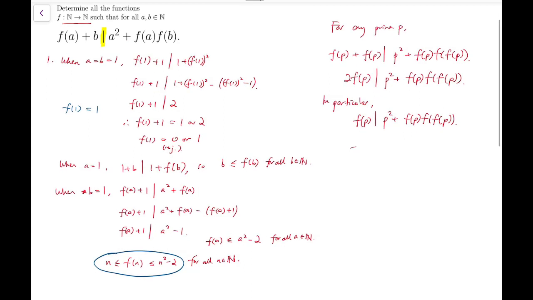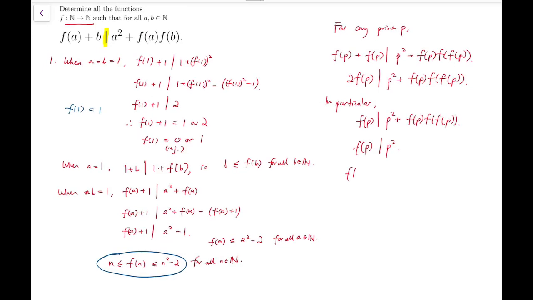And of course, at this stage, I can remove the second term, and that will make f(p) divide p squared only. Now, this is a much more useful result because p squared has very few divisors, which are 1, p and p squared only. So f(p) can only be 1, p or p squared. But from the bound we have achieved just now, we know that f(p) can only be p. So that's the third result.